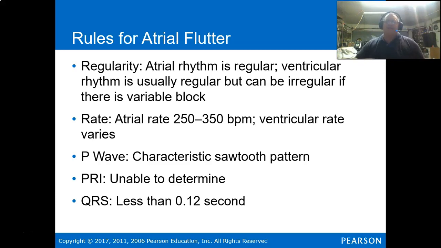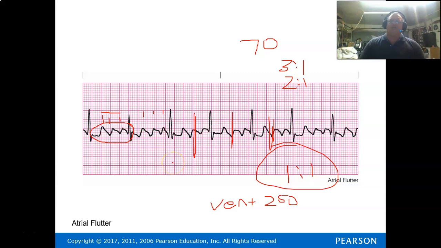So the P waves are in that characteristic sawtooth pattern. Gang, especially when you're taking your national registry, it's going to be very obvious that these are flutter waves, okay? Usually your QRS is a narrow complex, under 0.12 seconds, okay? It's just that those saw teeth are usually between 250 and 300, all right?